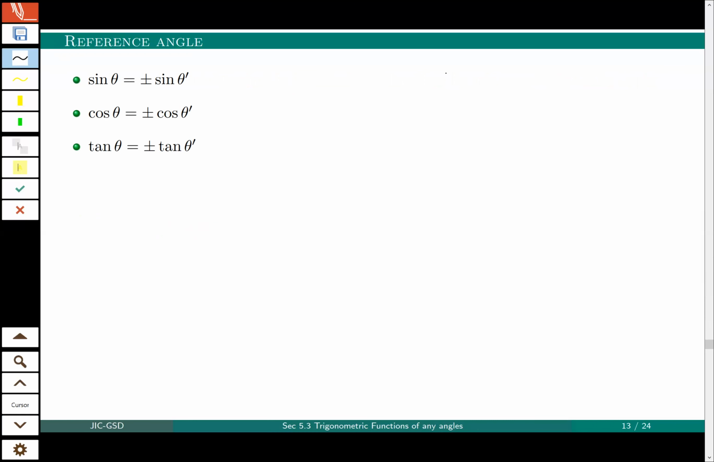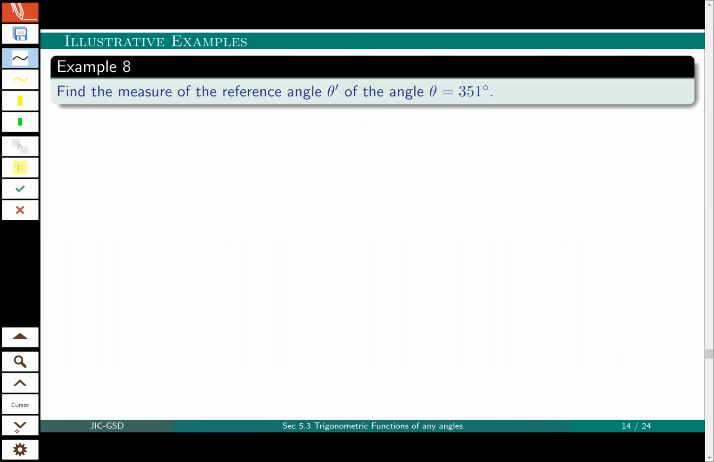How do we decide? We decide from the STC rule, which means only sine is positive in quadrant number 2. So if we are in quadrant number 2, we will say sine theta is equal to sine the reference, but cosine will be the negative of the reference, and tan is the negative of the reference. If we are in quadrant number 3, we will say tan is equal to tan the reference, but sine will be negative of sine, and so on. Let's practice this important idea.